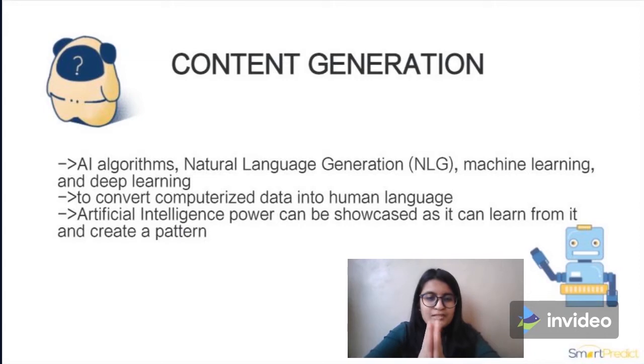So artificial intelligence power can be showcased by the fact that AI is nurtured with large volumes of data and multifarious detailed data. Therefore, it can learn from it and directly create a pattern so that it is faster and efficacious.